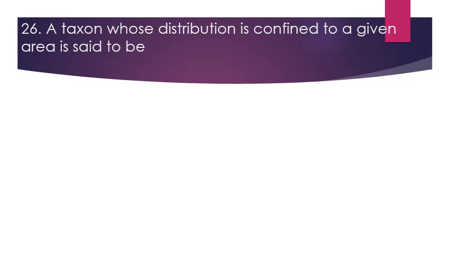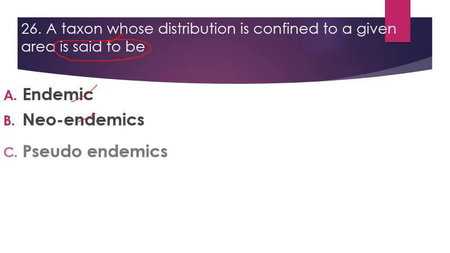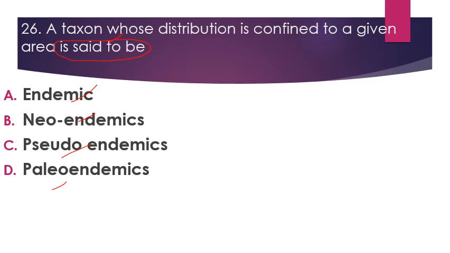So the first question is, a taxon whose distribution is confined to a given area is said to be. ऐसा taxon जो किसी particular area तक restricted होता है उसे कहा जाता है. Our options are endemic, neo-endemics, pseudo-endemics and paleo-endemics. So its right answer is endemic. Means कोई भी taxon जो किसी particular area में restrict होता है उसे कहा जाता है endemic.